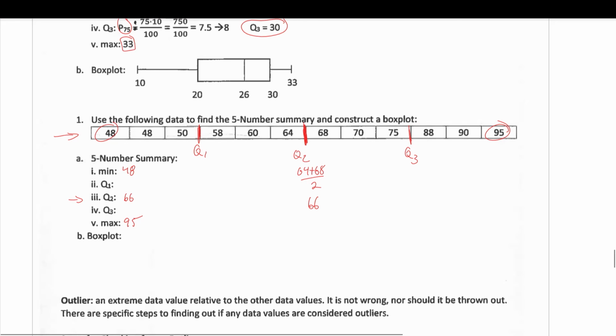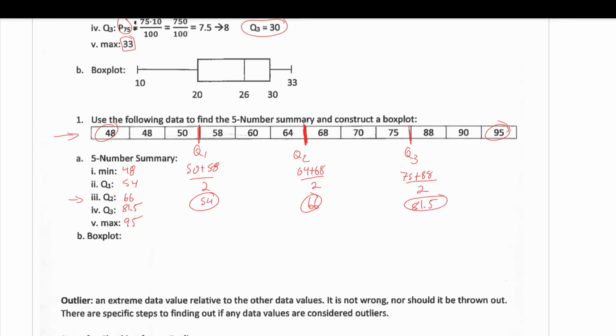Okay, so Q1, we'll have to do the math there. It's going to be 50 plus 58 divided by 2. That's 108 divided by 2, which gives us 54. And then here we have 75 plus 88 divided by 2, which gives us 81.5. So 81.5.